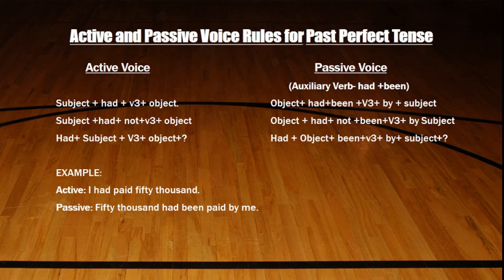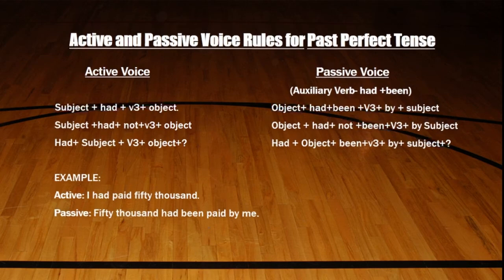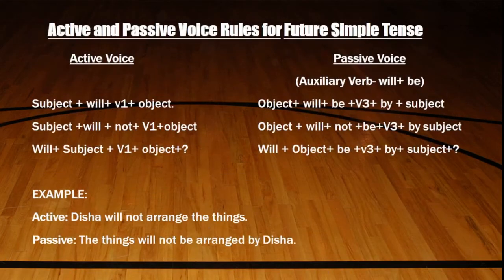Now, if we look at the example, it's like active: I had paid 50,000. Now, the passive would be like 50,000 had been paid by me, right? So, let's look at the future simple tense.